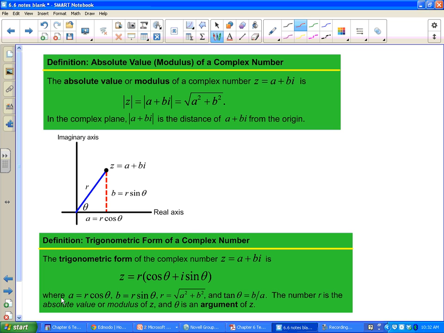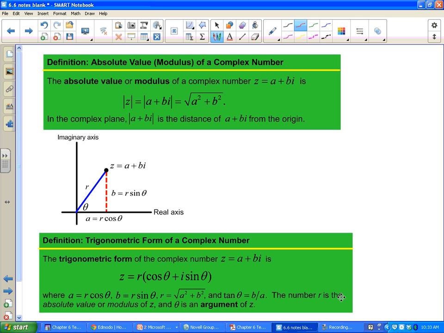Okay, and it gives us here in this box this definition that A equals R cosine theta, B equals R sine theta, R is the square root of A squared plus B squared, and the tangent of theta equals B over A. And so the way that we're probably most of the time going to find this angle theta, just like we did with vectors, is to do the inverse tangent of B over A.